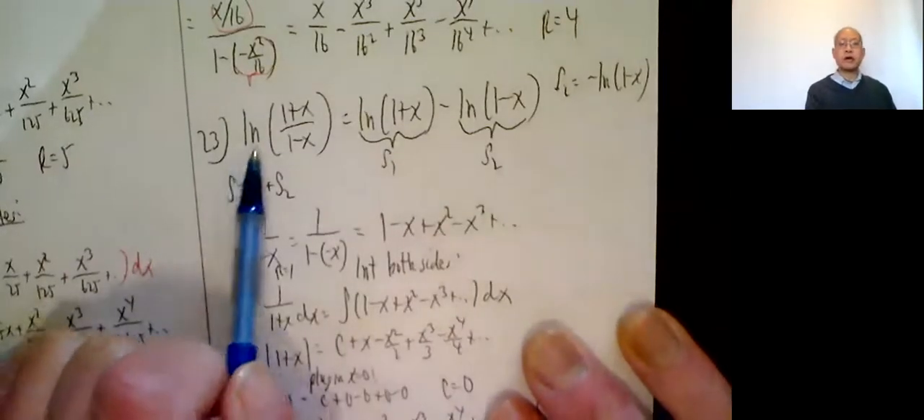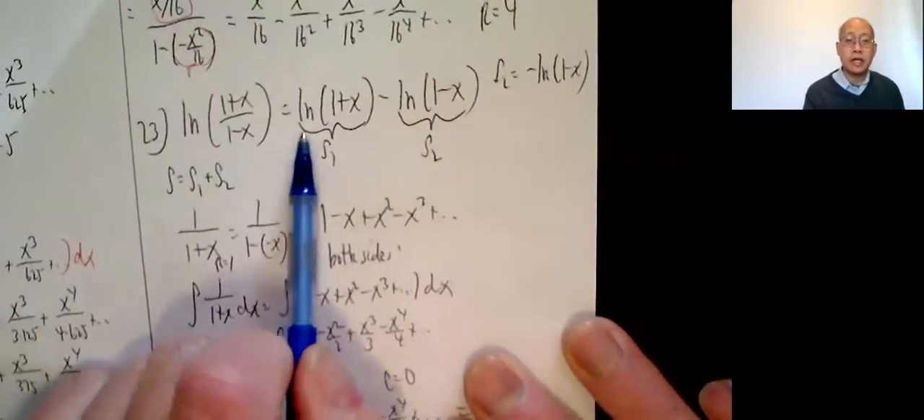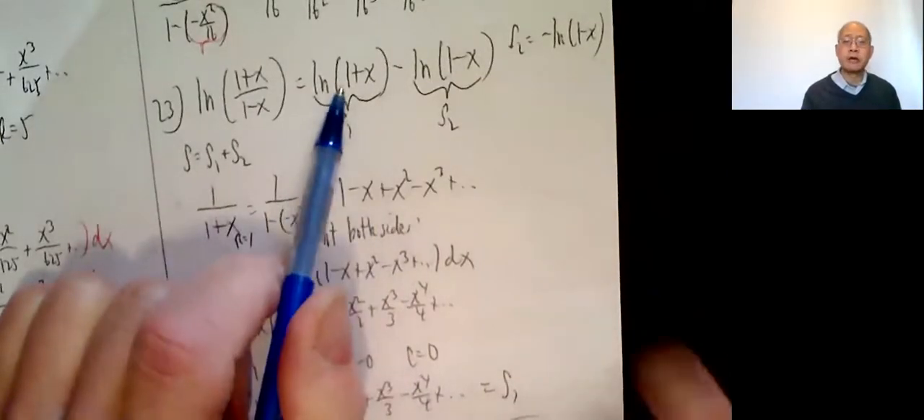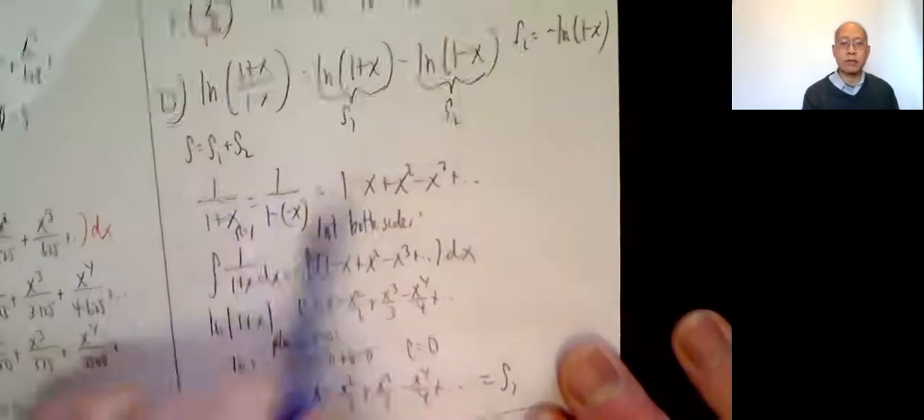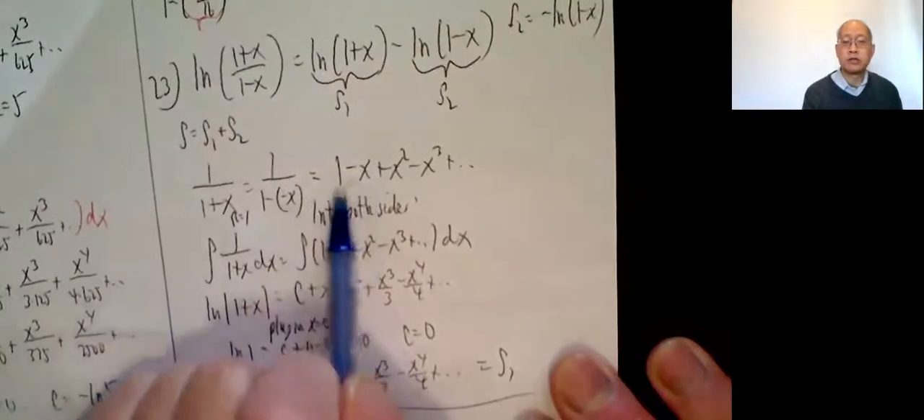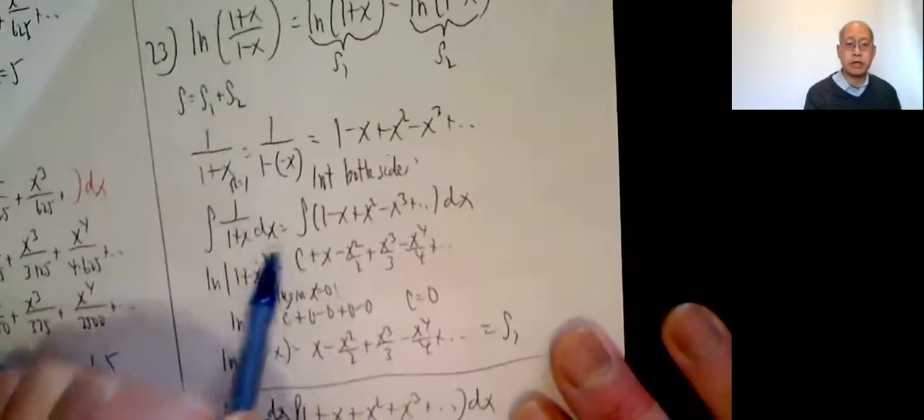Okay, 23 is a little bit harder. Break it into S1 and S2. S1 is ln(1 plus x). S2 is negative ln(1 minus x). Both of these come from integrating 1 over 1 plus x or 1 over 1 minus x. So 1 over 1 plus x, again, think of it like that. So it's 1 minus x plus x squared minus x cubed. Again, a over 1 minus r. Integrate both sides, so it's a recurring theme.